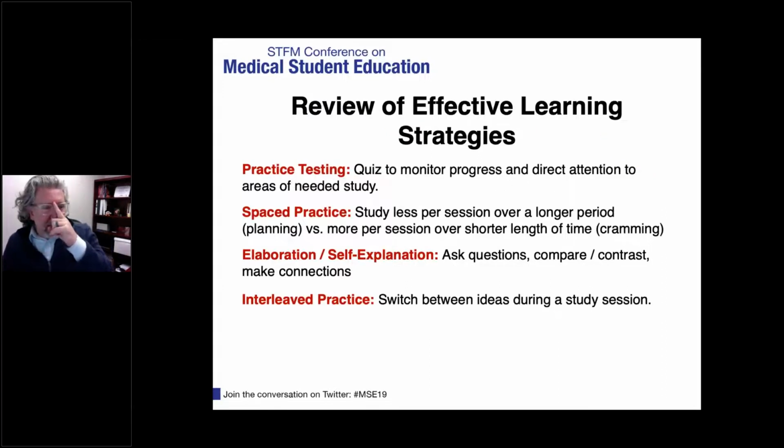So to review where we're at, I've covered 4 things so far. Practice testing, in which we are going to quiz to monitor progress and direct where we need to move next. Spaced practice, we're not going to study everything all at once. We're going to break it up over time. Not only are we going to break it up over time, we're going to switch ideas during the study practice as we interleave. And while we're studying, we aren't going to create islands, we're going to create networks.